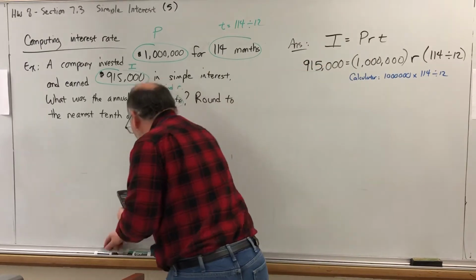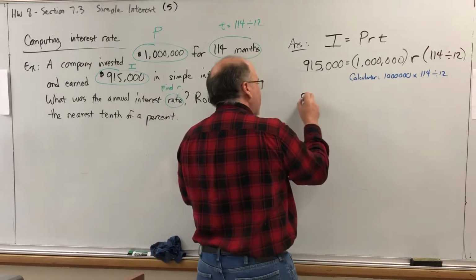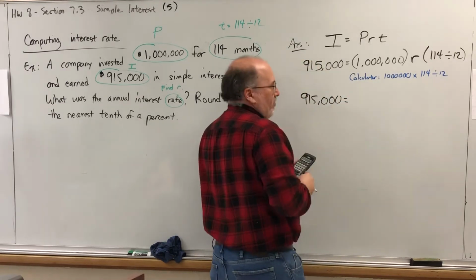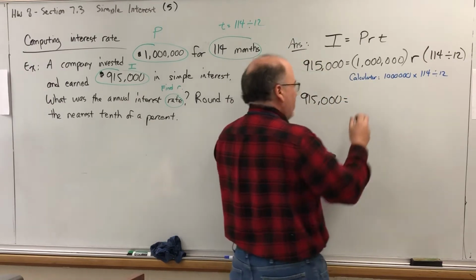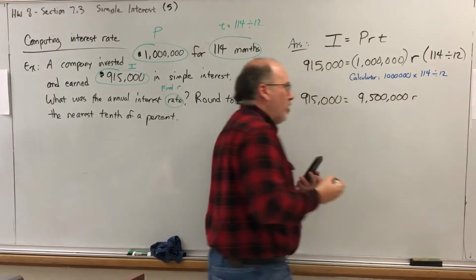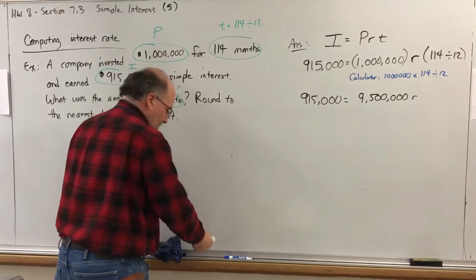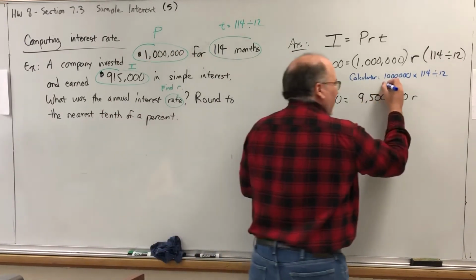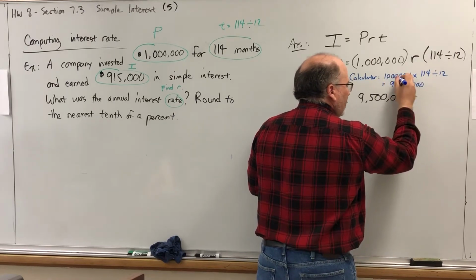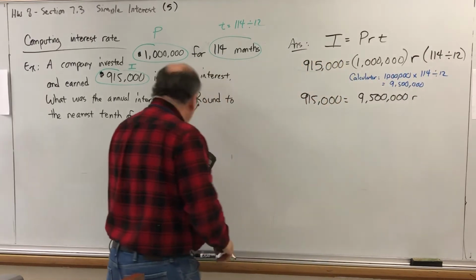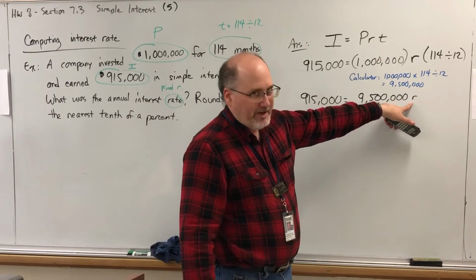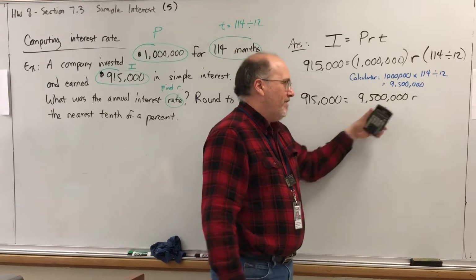1,000,000, 6 zeros, times 114 divided by 12 is 9,500,000. So we have 915,000 on the left, and the answer to that multiplication and division problem is 9,500,000. And we don't have r, so that's still sitting there. Let me write that this equals 9,500,000. And then to finish it off, just like we did before, we have to get rid of the number that's preventing the r from being by itself. That would be the 9,500,000.